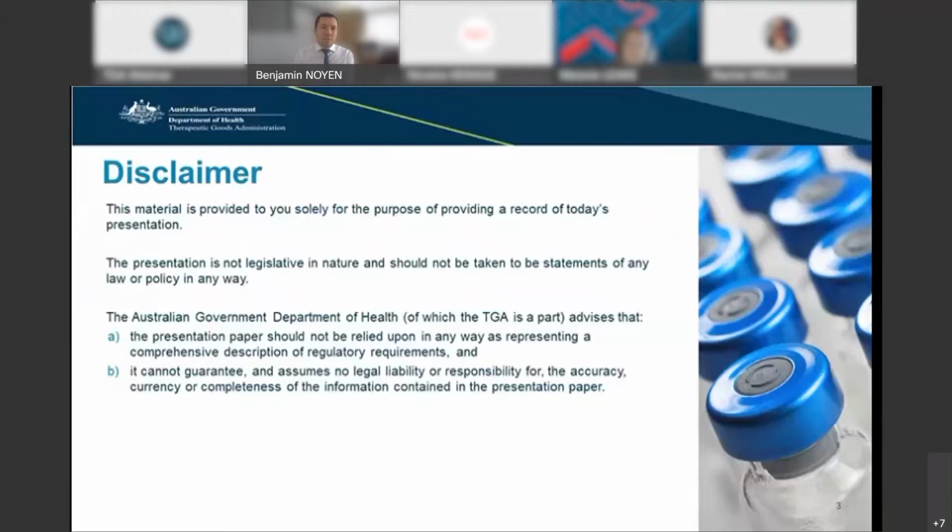Please note that today's slides are a summary only and should not be taken as law or policy.